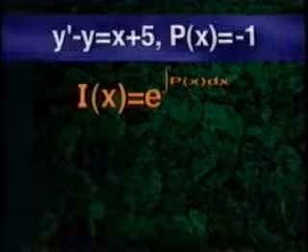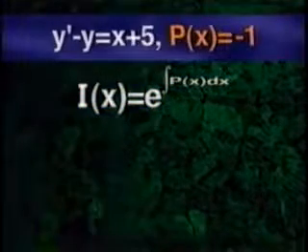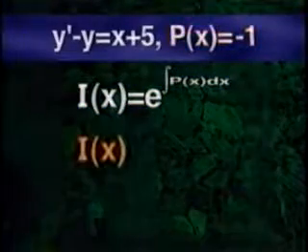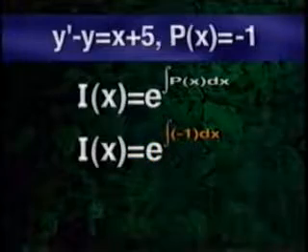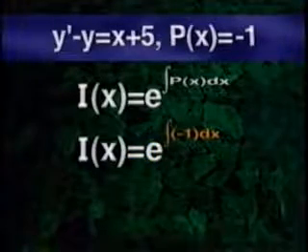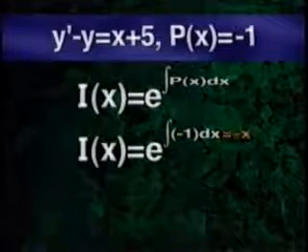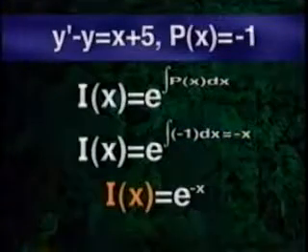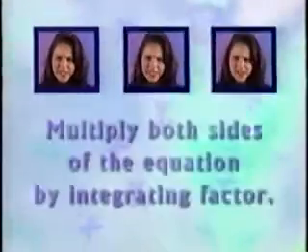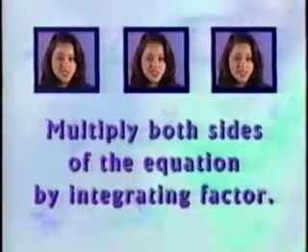Remember, the integrating factor, I of x, equals e to the integral of p of x dx. Our p of x is just -1, so our integrating factor equals e to the integral of -1 dx. Computing the integral of -1 dx separately, we get -x. So the integrating factor is e to the -x. Now that we've got a real live integrating factor, what do we do with it? Well, we multiply both sides of the equation by it.